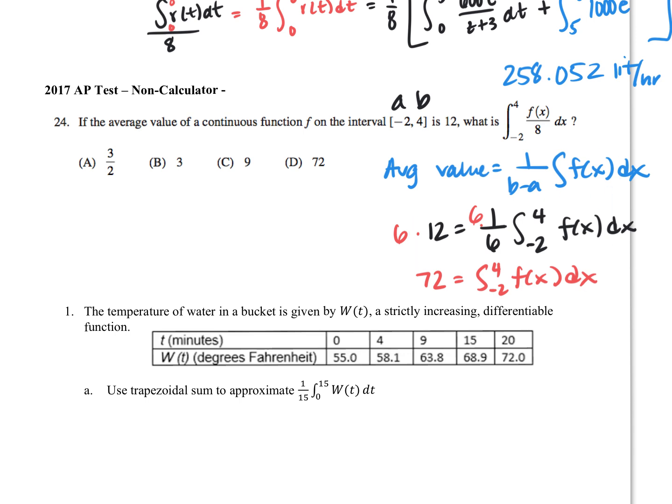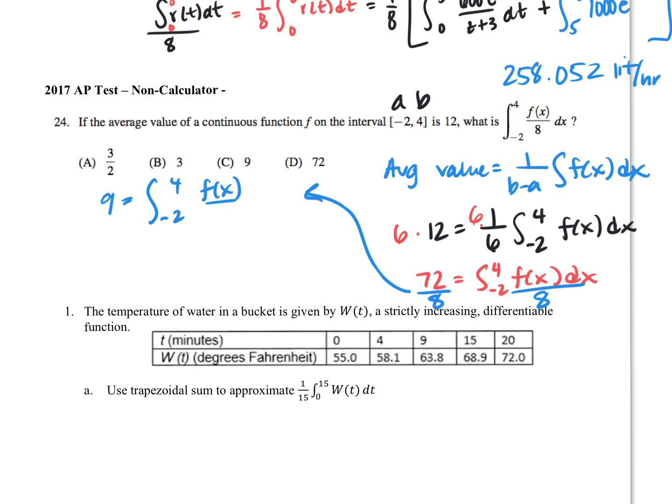Comfortable with that? So I've kind of dealt with everything up here except this over 8. Well, if I divide this side by 8, am I allowed to divide that side by 8? Yeah, exactly. If I divide this side by 8, I can divide that side by 8. Sorry for working kind of backwards on the sheet. So then I'd get 9 equals that integral from -2 to 4.